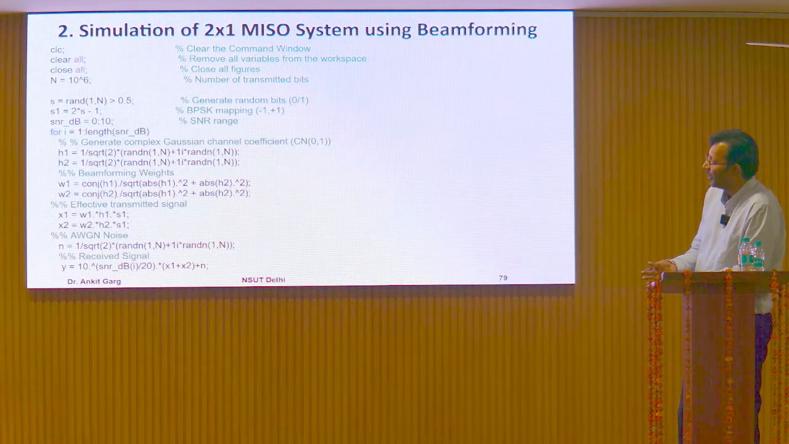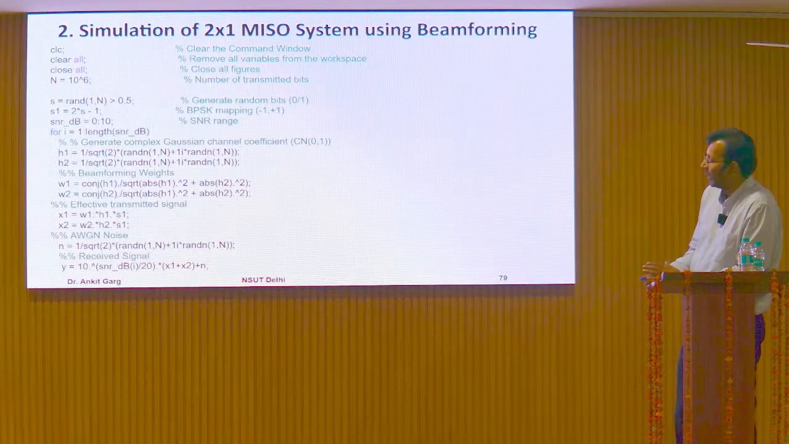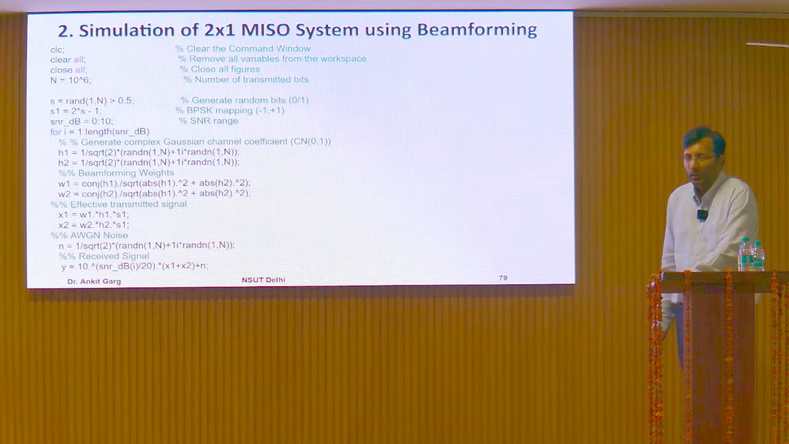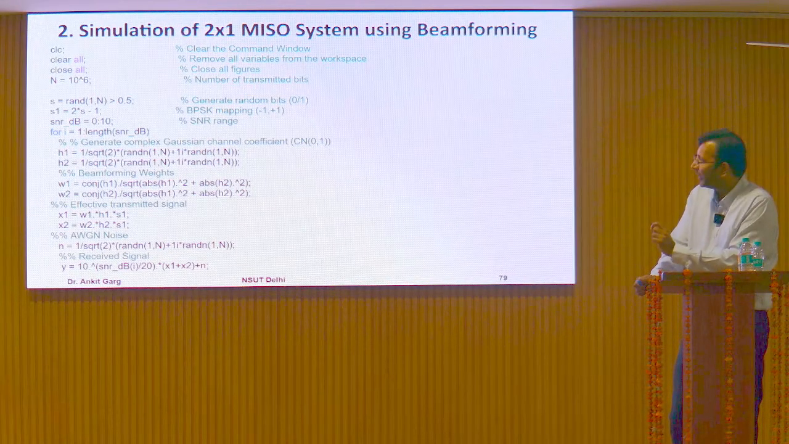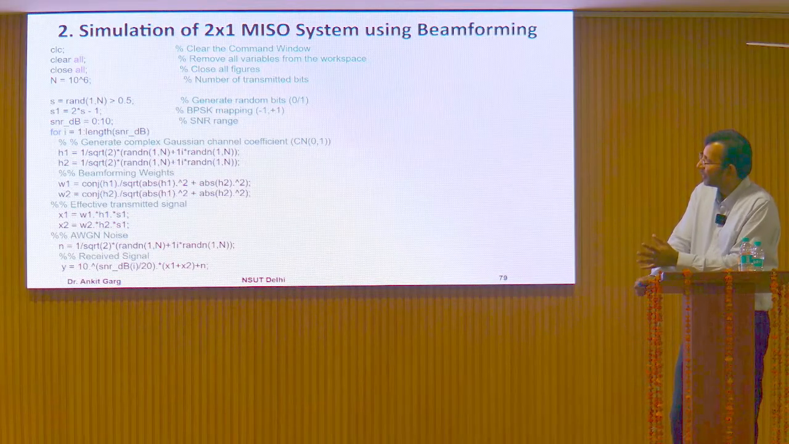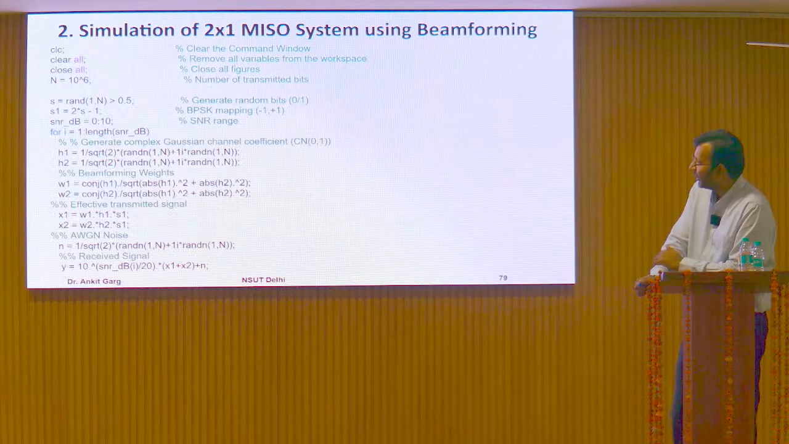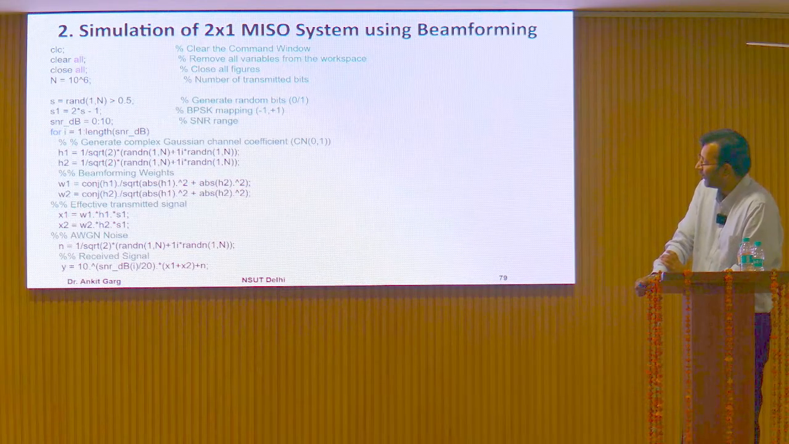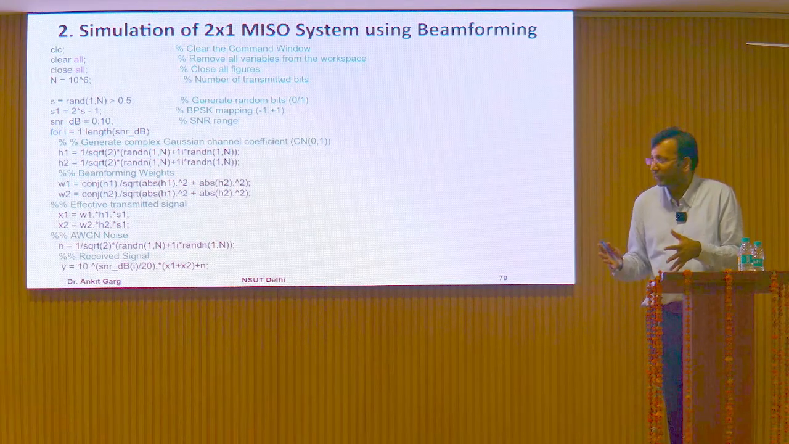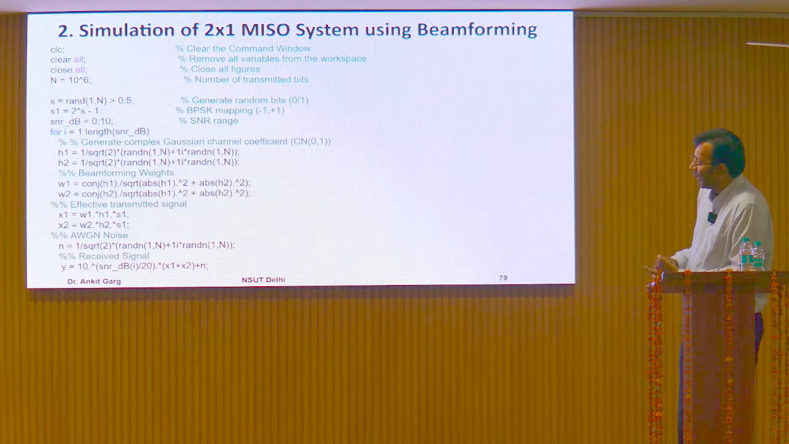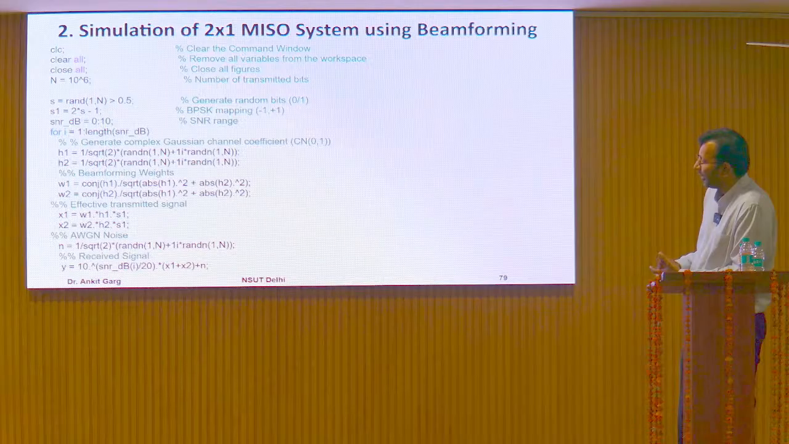So the effective transmitted signal would be W1 H1 S1, which is accommodated in the variable X1, and W2 H2 S1 in variable X2. Remember, we are transmitting the same signal from both the antennas. That's why we have here S1 and S1. Again, we are using BPSK, so the process of mapping is the same, right? Then we have AWGN, then we have a received signal. We receive the signal as a combination X1 plus X2, the last line, y equals 10 raised to the power SNR divided by 20, times X1 plus X2 plus N, right?